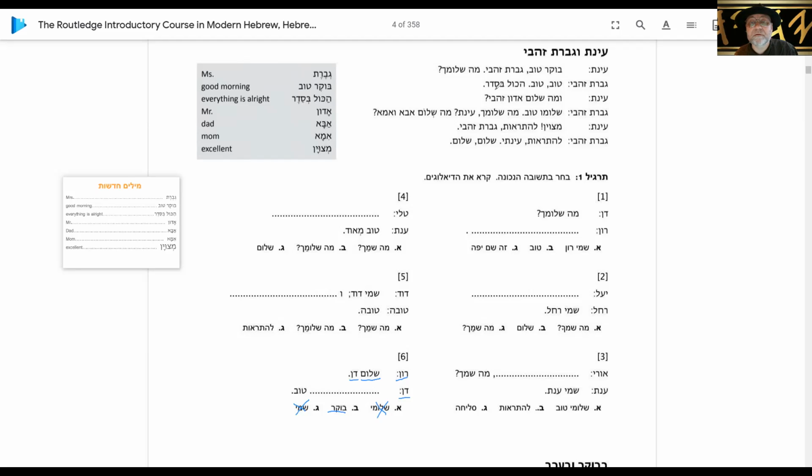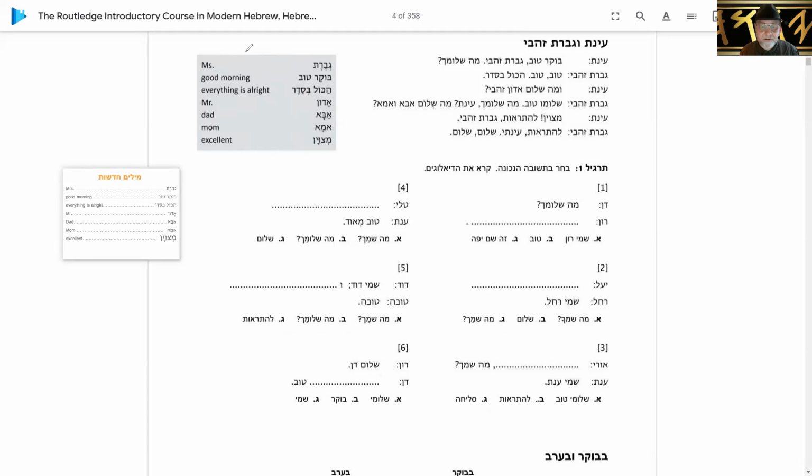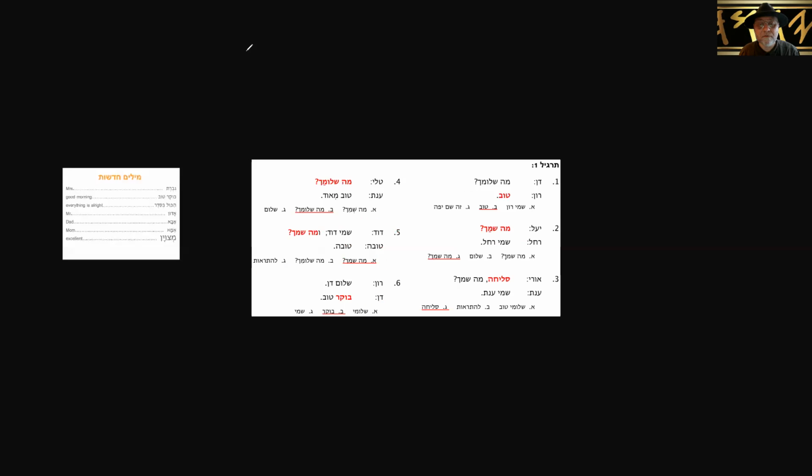Okay. Let's double check those real quick. Make sure we get those. Okay, so yeah, that looks right. We got the Boker Tov on number 6, number 5. And let's see, David there on number 5. Number 5 says David, Shemi David. My name is David. V'ma Shemech. And what is your name? And Tova says Tova. Okay, so we got that right.